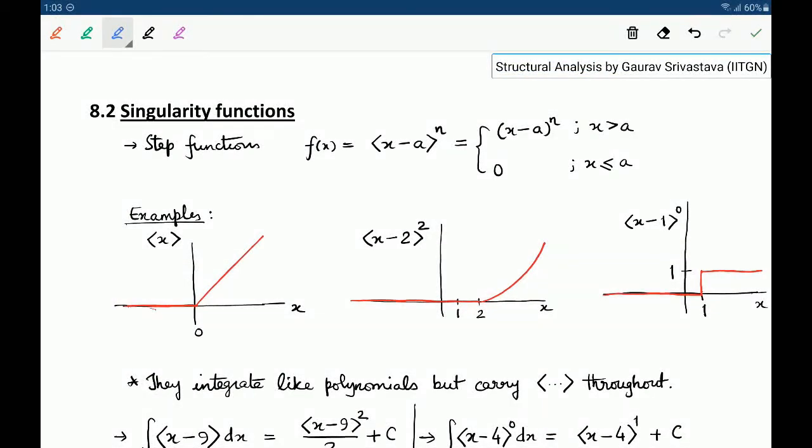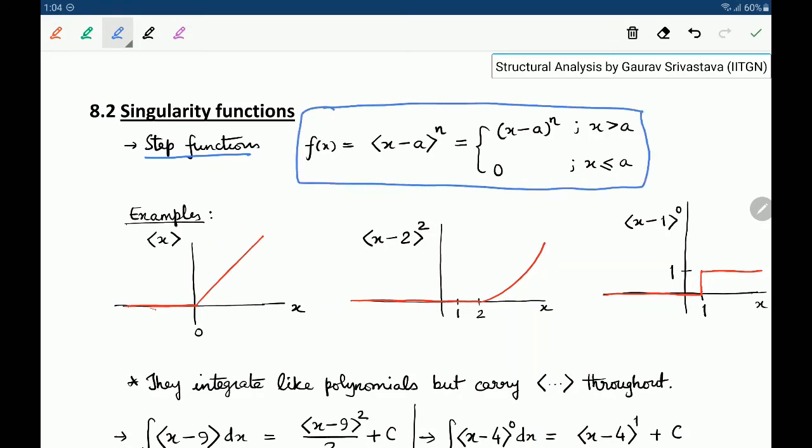And with that, we will move on to the Macaulay's method. So basically, this is a step function type of thing, where the basic mathematical definition is like this: if f of x is equal to this angular bracket x minus a to the power of n. So this angular bracket is a special notation which we are introducing. So this is defined as x minus a to the power of n, a polynomial, if x is greater than a, and this is defined to be 0 if x is less or equal to a.